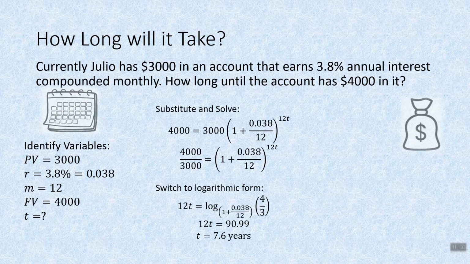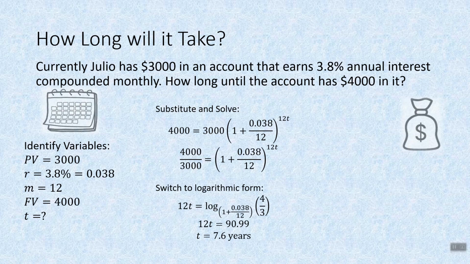So let's substitute. Oh, no, we don't have a PV, we have an FV. We have a PV times (1 plus r over m) to the mt. And first step, we're going to divide by 3,000. But once we get here, how do we get that exponent out? How do we get that t out of the exponent?